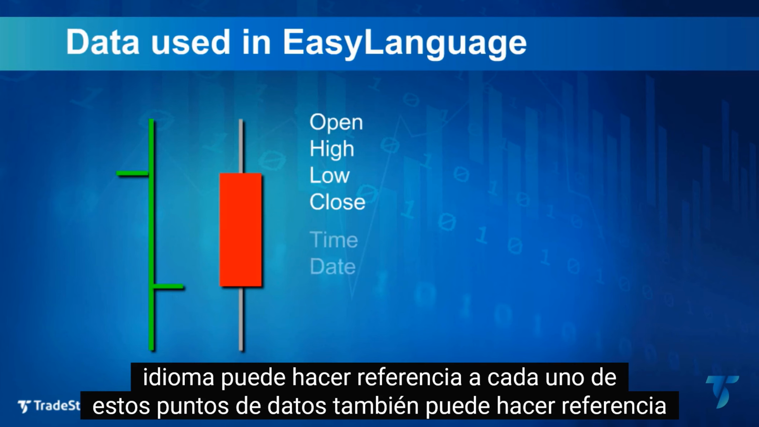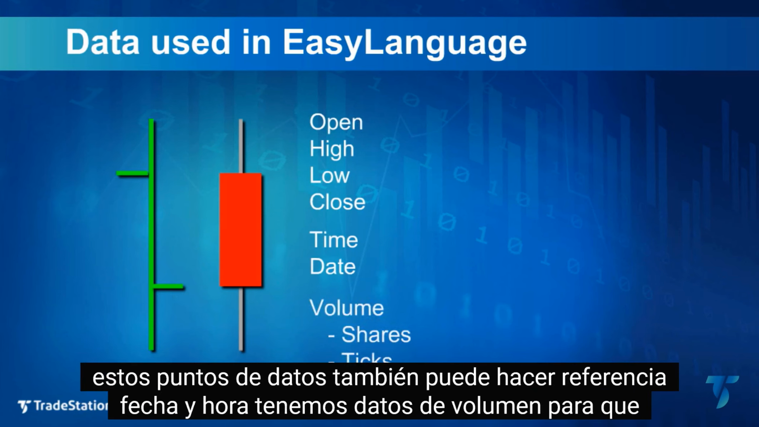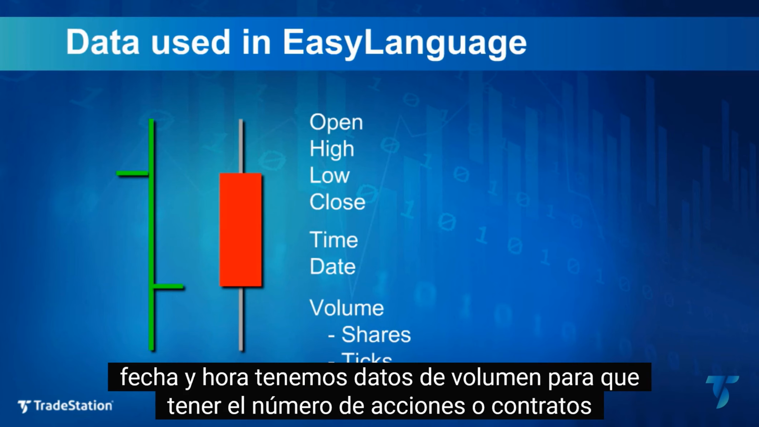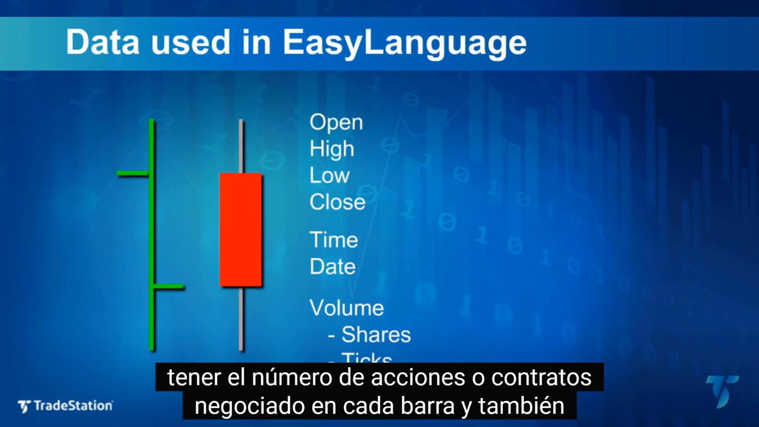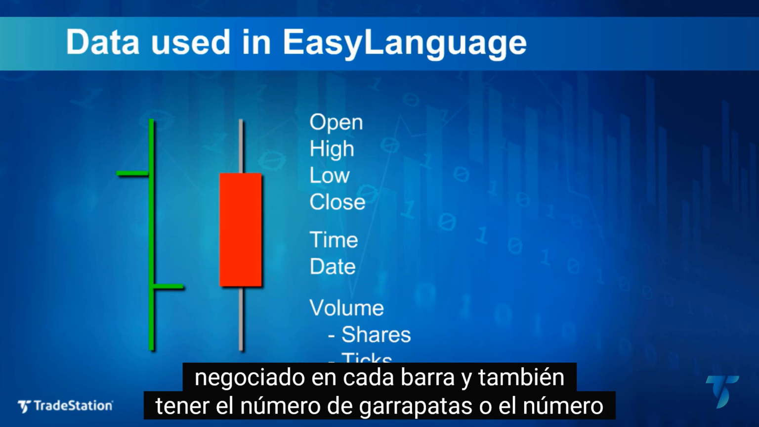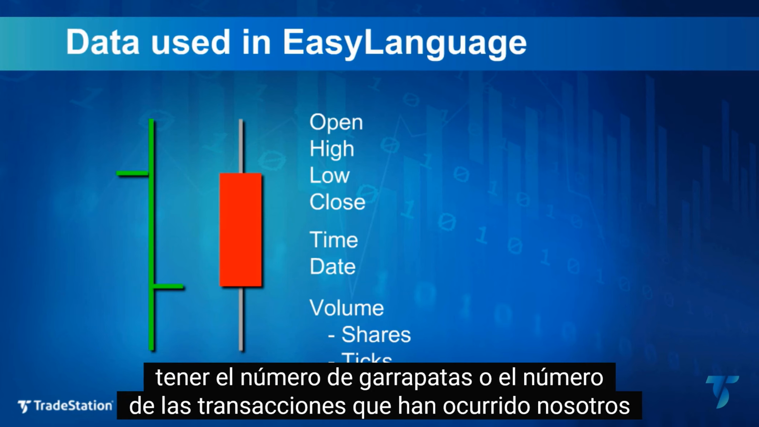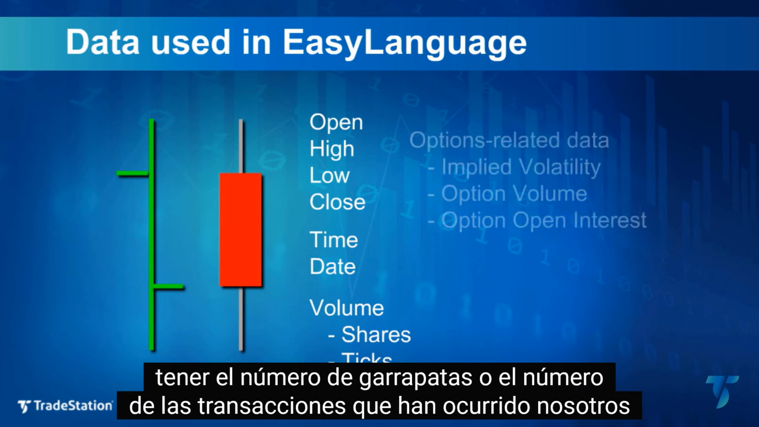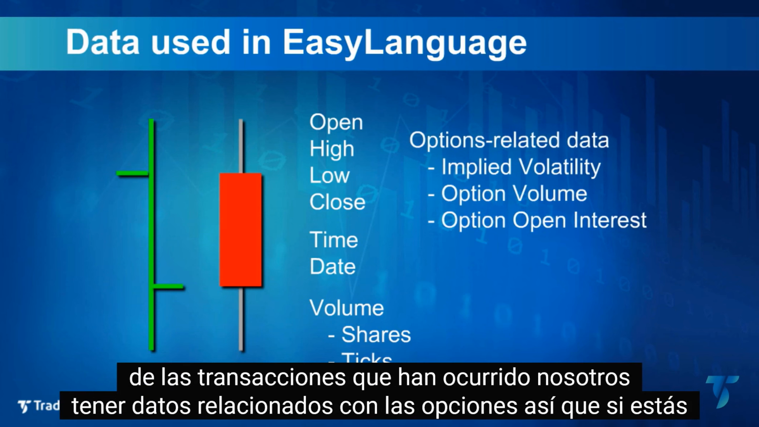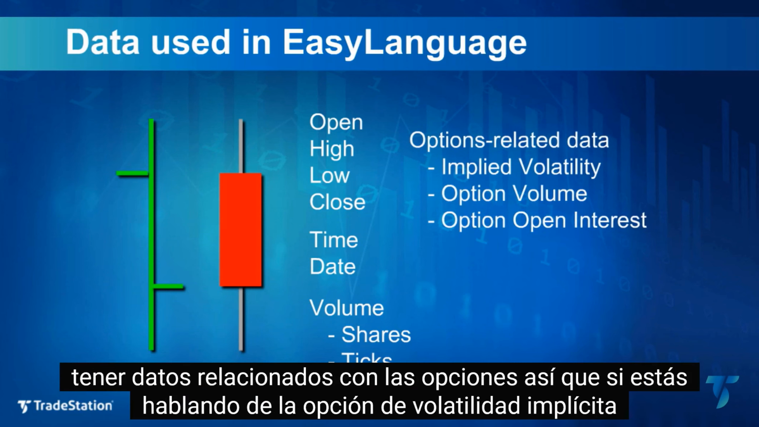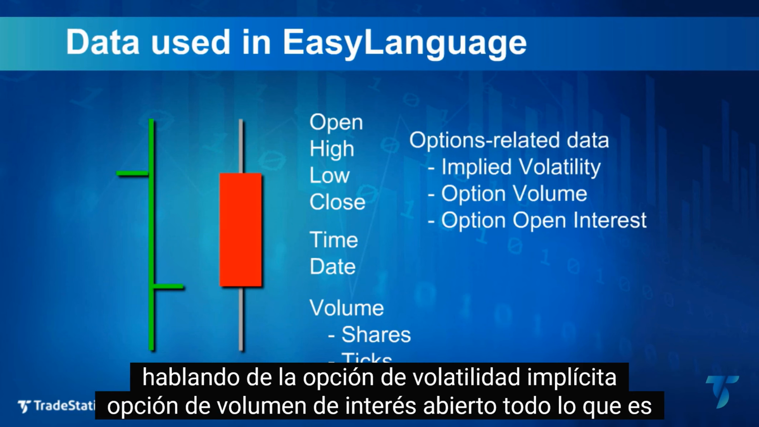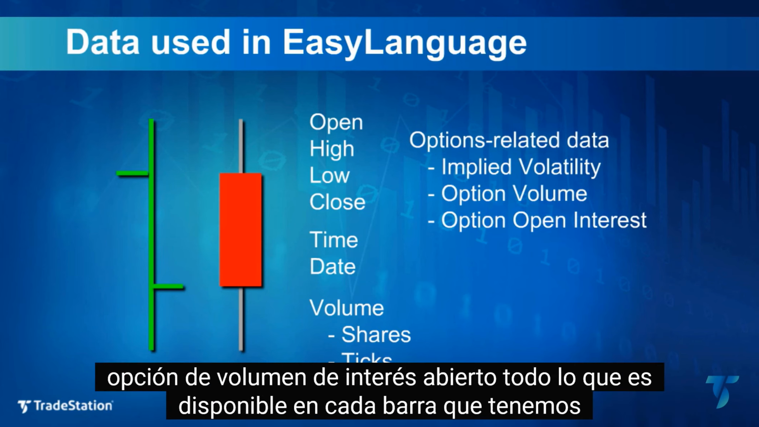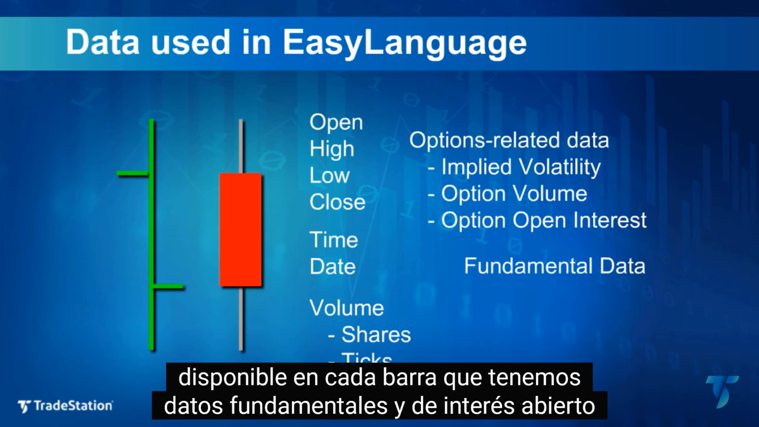You can also reference date and time. We have volume data. So you have the number of shares or contracts traded on every single bar, and you also have the number of ticks or the number of transactions that have occurred. We have options related data. So if you're talking about implied volatility, option volume, option open interest, all that is available on each bar. We have fundamental data and open interest.